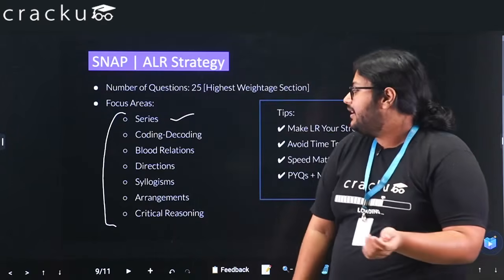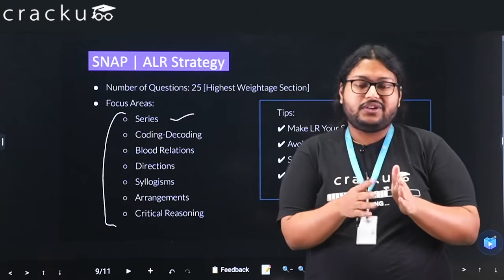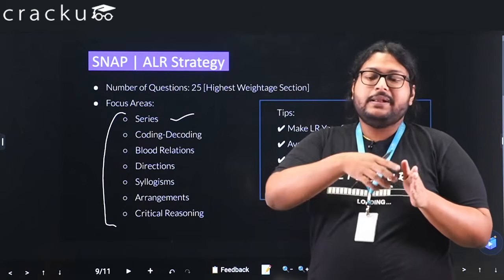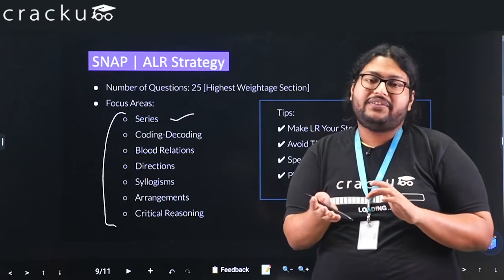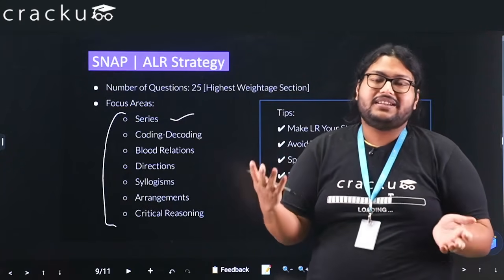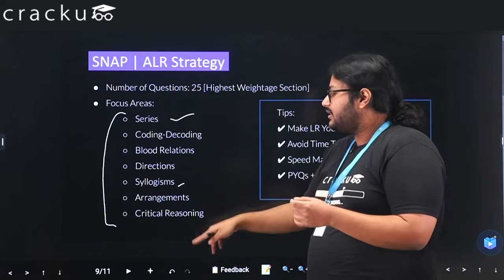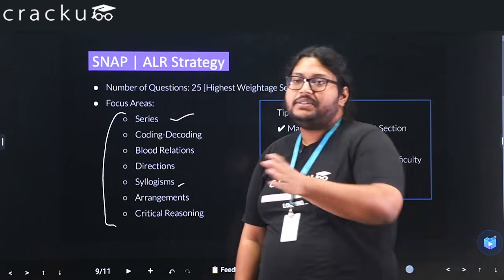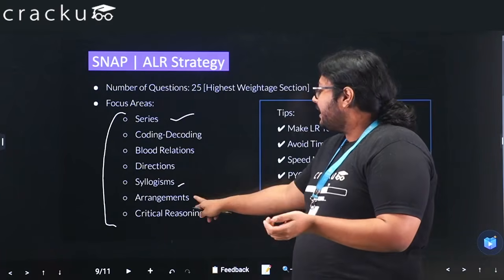Those kind of things. Directions, like, he started walking facing north, he walked 30 kilometers, and then he took a right turn, and then he took a left turn, and then he again took a left turn, then which direction is he facing currently? Those kind of questions. Syllogisms we discussed: all A's are B's, if some B's are C, then all A's are C's, and all those kind of questions.